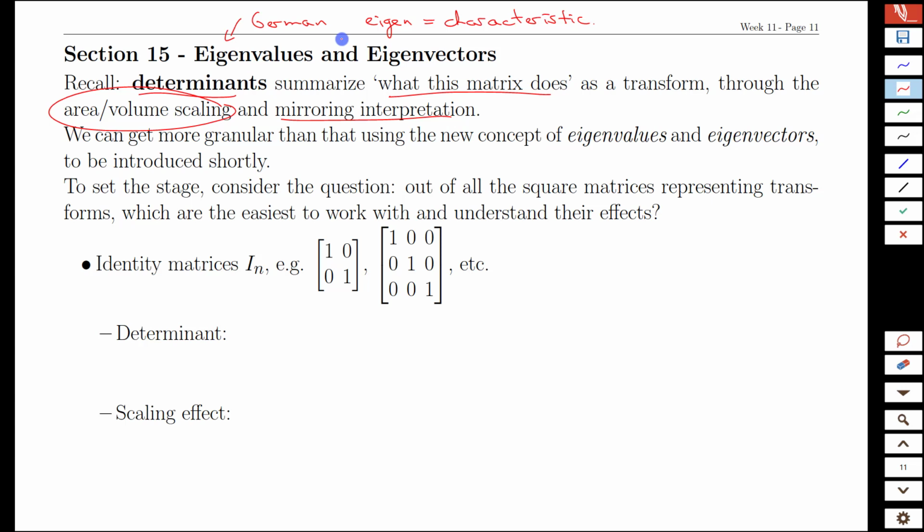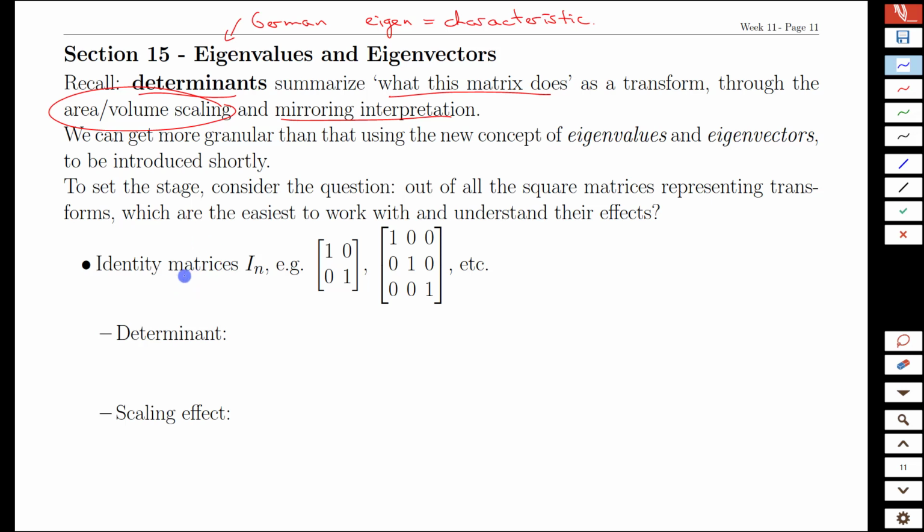These new words, eigenvalues and eigenvectors, are similarly characteristics that we can associate with the matrix and specifically with its transform. So it's going to be very similar to determinants in terms of feel. Now to get there, consider the question. Out of all the square matrices representing transforms, what are the easiest to work with and understand their effects? In other words, what matrix can you just look at and go, oh yeah, I know what that does?